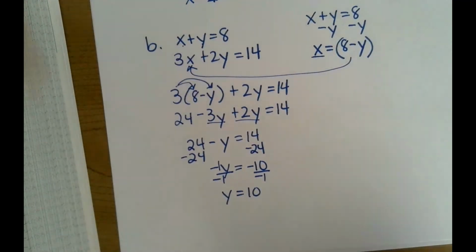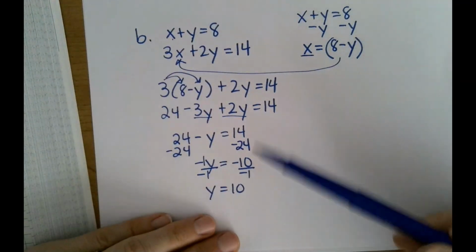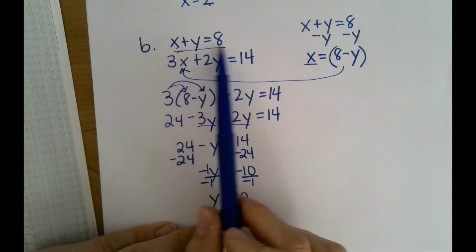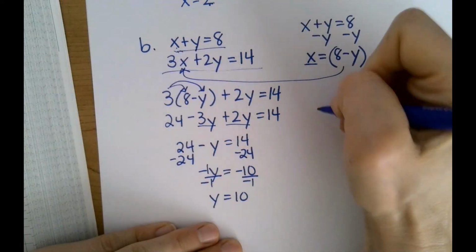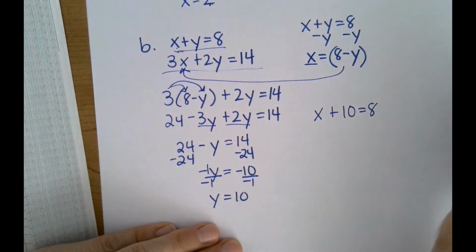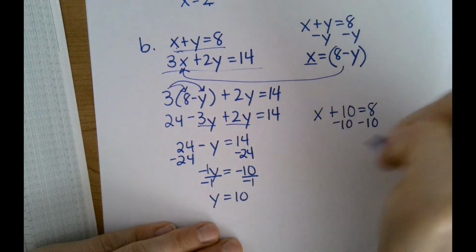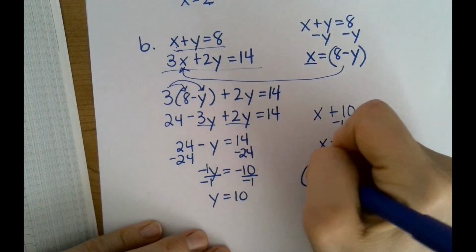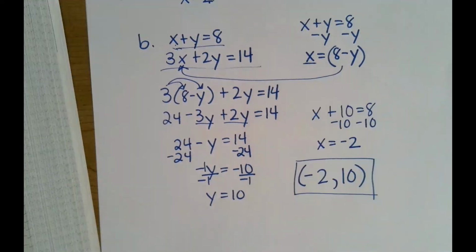All right, now I need to get my x value. So going back up here, I can plug or substitute y equals 10 into one of these original equations. So I'll choose the one that I think is easiest. x plus 10 equals 8. Subtract 10 from both sides, x equals negative 2. So the ordered pair is negative 2, 10.